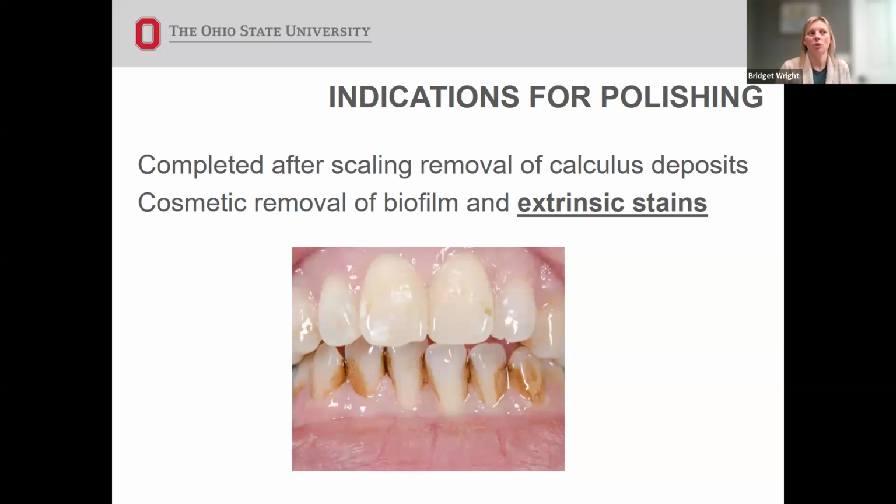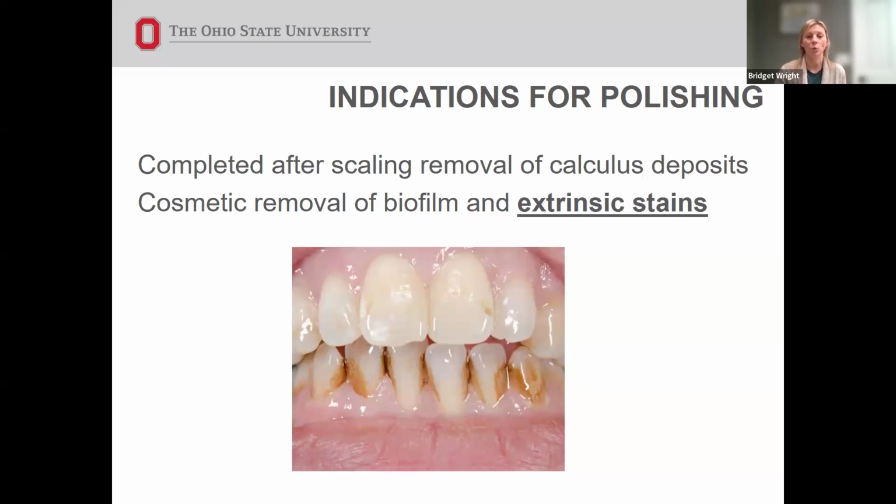Okay, so those would be some contraindications or things that we need to modify in order to be able to complete our coronal polishing. But now let's talk about what the indications for coronal polishing are. Why would we be doing this procedure? So it's important to note that this should be completed after scaling. So you want to remove all of the calculus prior to coronal polishing because coronal polishing is not going to remove the calculus. And that needs to be removed as part of the cleaning appointment.